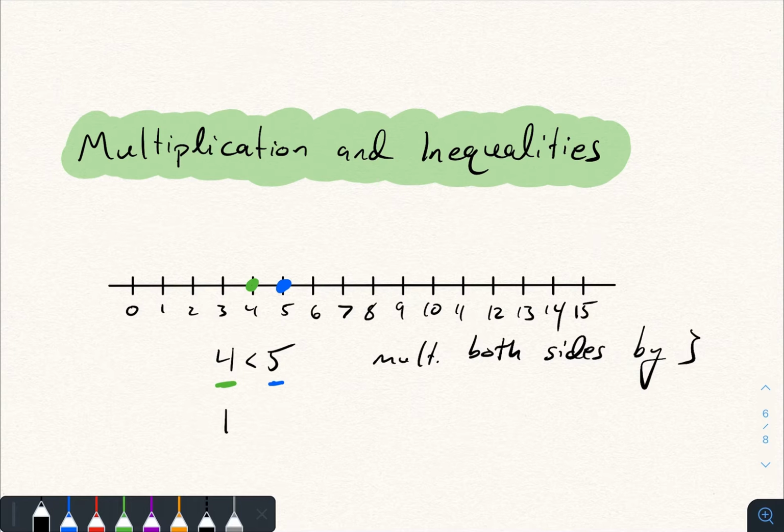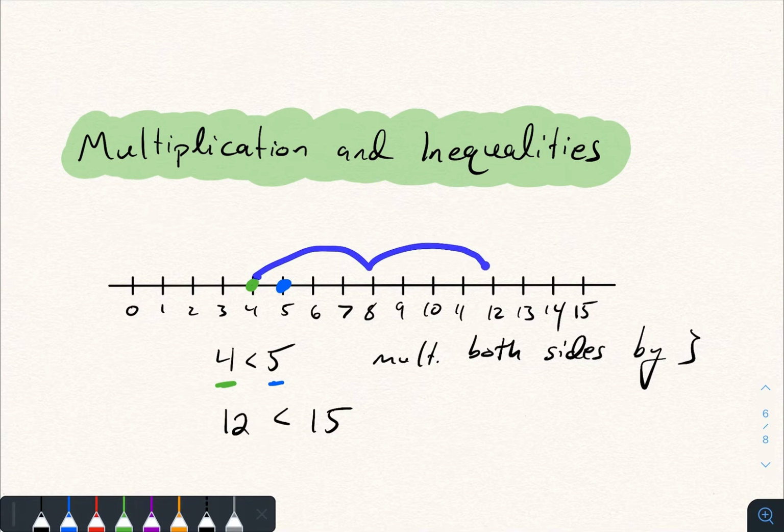So we would get 4 times 3 is 12, and we would get 5 times 3 is 15. So we already know that 12 is going to be less than 15, I would hope. And so what happens on the number line when we do this?